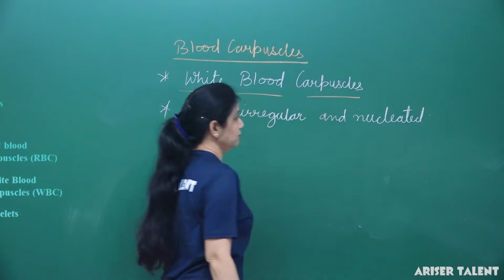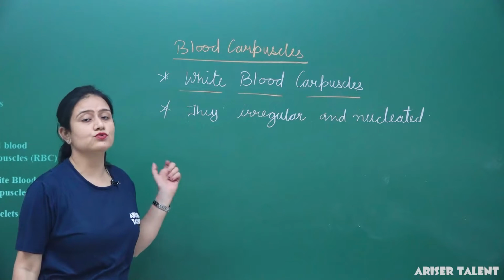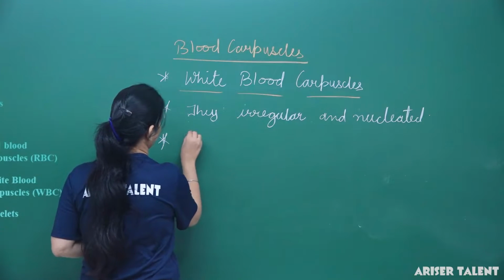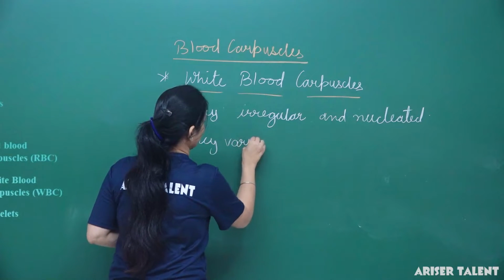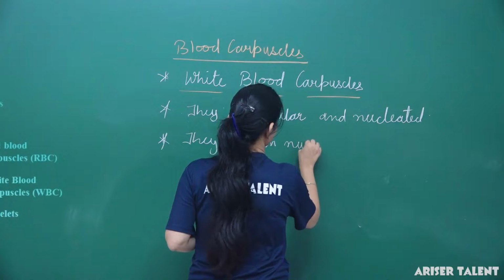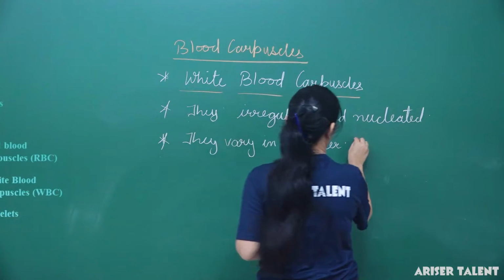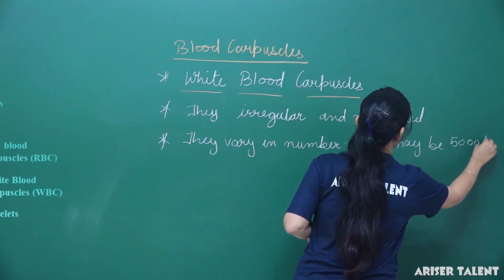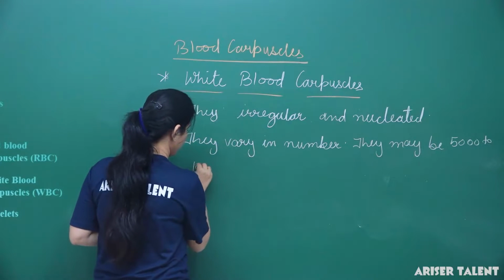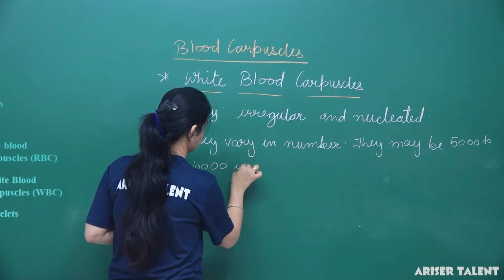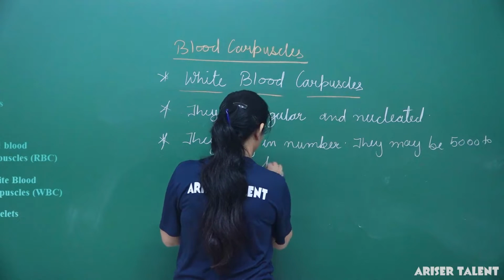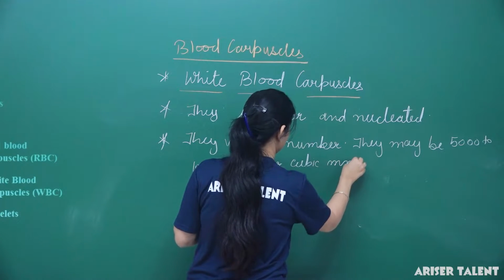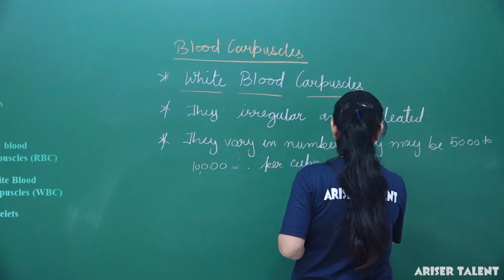Generally they vary in number. They may be 5,000 to 10,000 per cubic millimeter of blood.